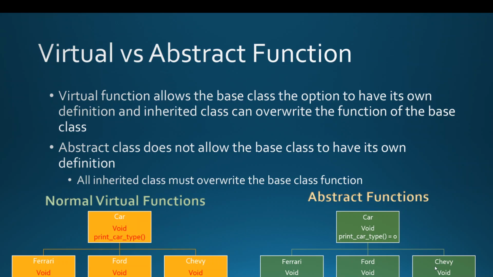But the inherited class must have the same void print car type, for example. It must have the same functions, the same data type of the function, and the same parameters, and must define its own functions. There are some instances where abstract functions are useful, and some where they are not. There are instances where normal virtual functions are useful, and some instances where they are not useful and you need to use abstract functions.